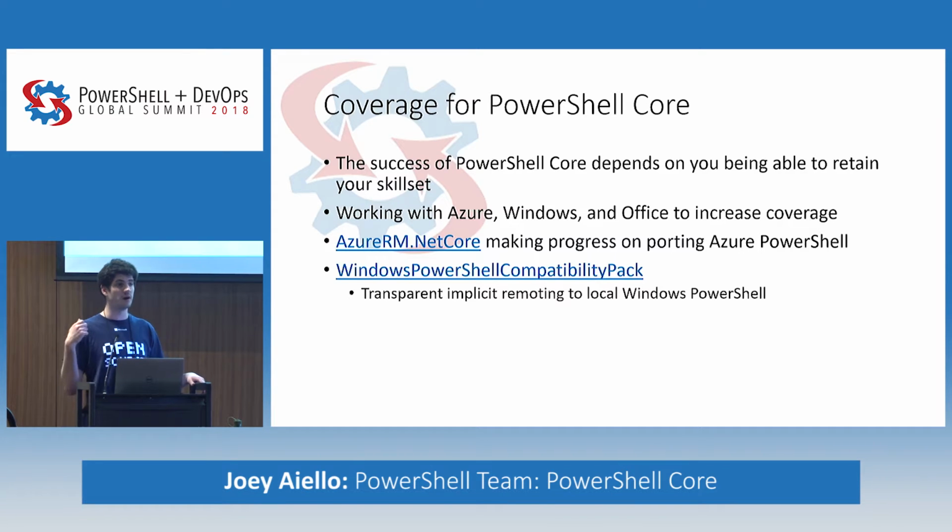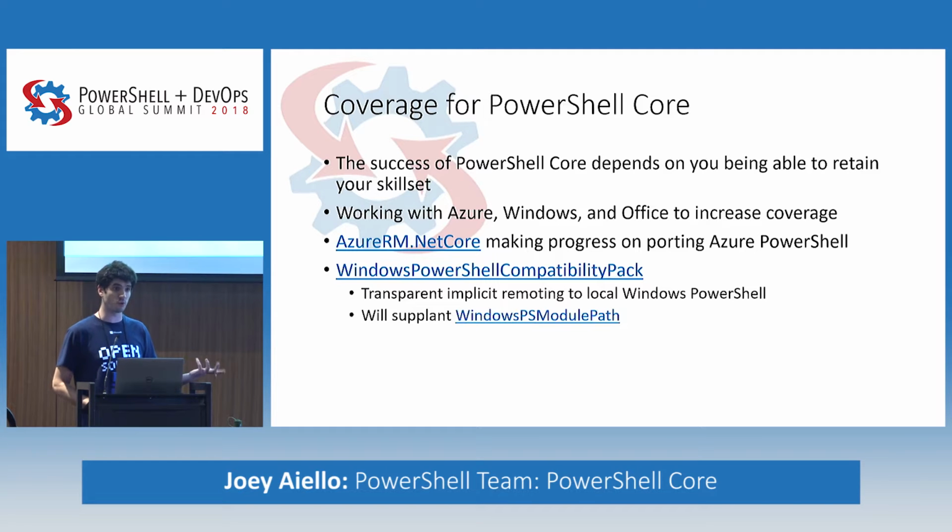We've also got the Windows PowerShell Compatibility Pack. This is intended to introduce some stopgaps where we're not able to bring module compatibility over just yet. One of those was a demo you saw yesterday from Bruce at the Lightning Demos, where we're doing transparent implicit remoting to a local Windows PowerShell instance on Windows and asking Windows PowerShell to execute the command, so that you're able to run the same scripts from PowerShell Core, but we're actually using the Windows PowerShell engine under the hood to get that increased module coverage.